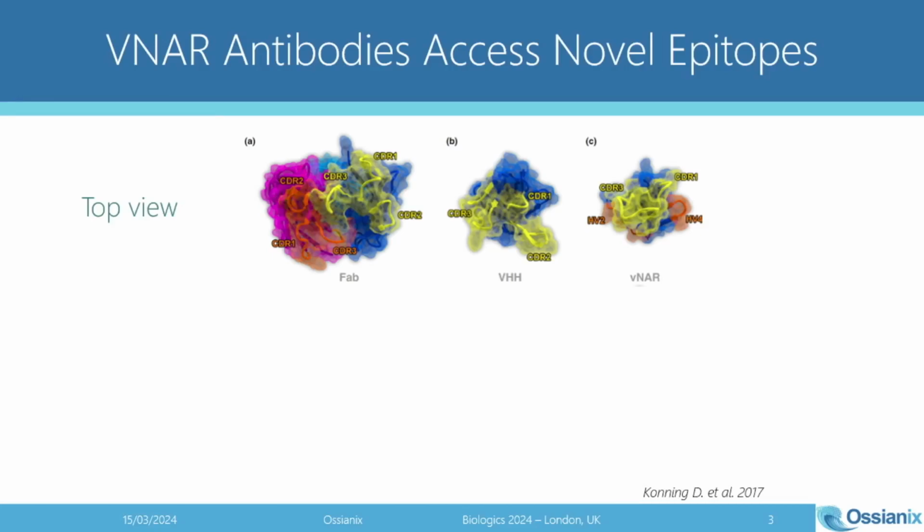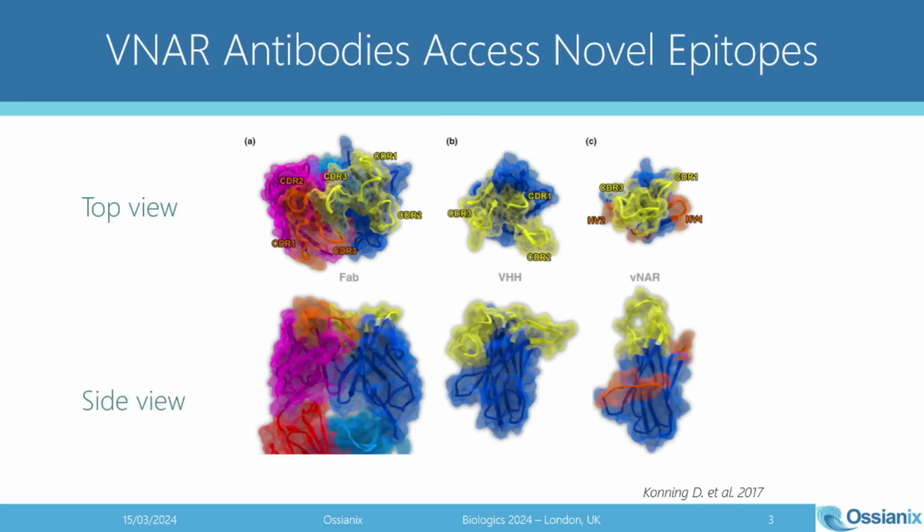And when you look at the crystal structure from the top view, on the left-hand side you have Fab, VHH, and you have VNAR on the right, you can see the footprint of the antibody is very different. When you look at the side view, an additional thing that you see is that in VNARs you have those CDR3 loops that are protruding and are able to bind to concave structures in the proteins.